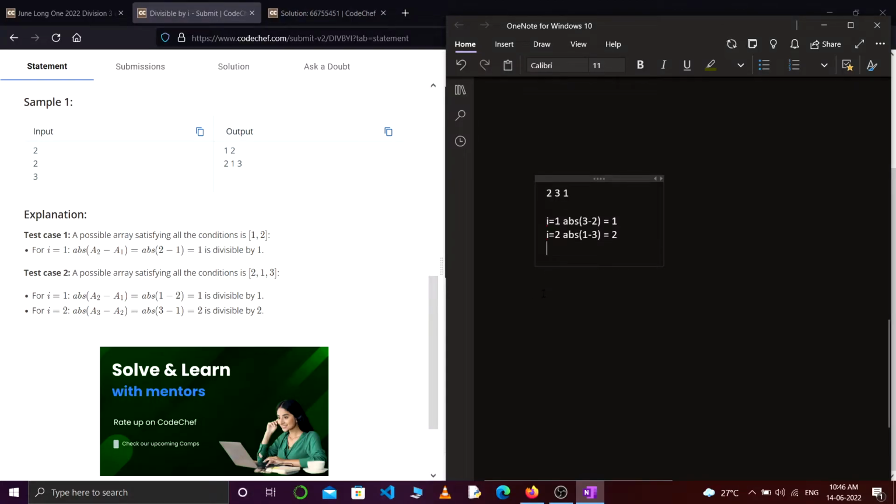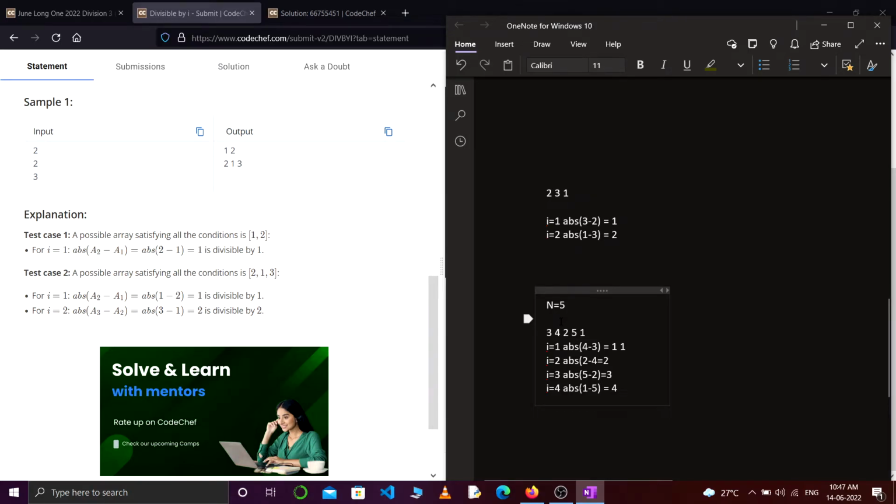Let's say when n is equal to 5, then our permutation will be 3 4 2 5 1. Because when I is equal to 1, we'll be calculating the absolute difference of 4 and 3, which is equal to 1, correct. When I is equal to 2, we'll be calculating the absolute difference of 2 and 4, which is equal to 2. When I is equal to 3, we'll be calculating the absolute difference of 5 and 2, which is equal to 3. And when I is equal to 4, we'll be calculating the absolute difference of 1 and 5, which is equal to 4, correct. So when n is equal to 5, our solution will be 3 4 2 5 1.